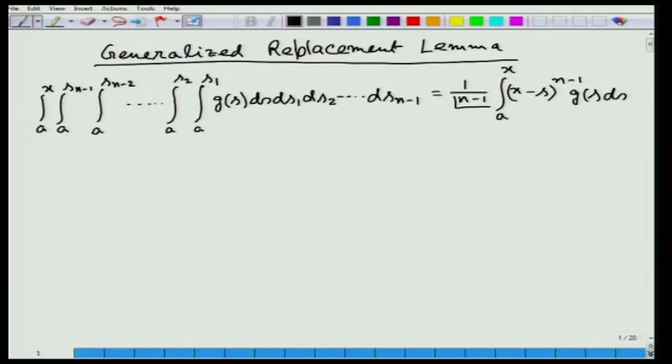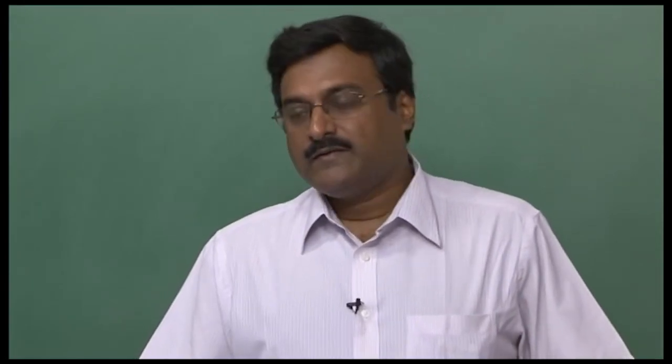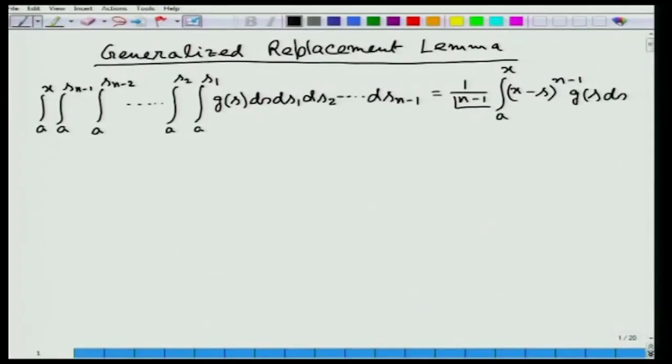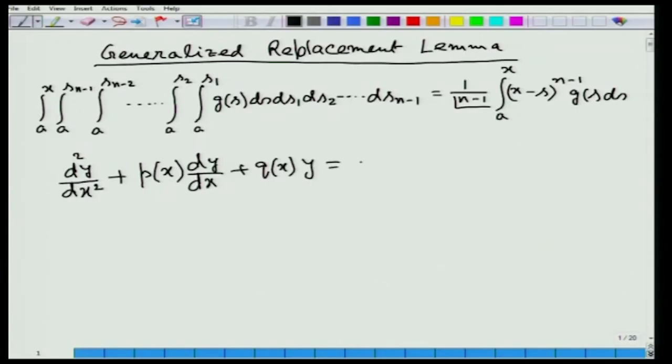Now, we use this generalized replacement lemma in order to convert second and higher order ordinary differential equations into a Volterra integral equation of the second kind. In the first two lectures, we have seen some examples of how second or higher order linear ordinary differential equations can be converted into an integral equation. Now, in this lecture, we start with a general second order linear ordinary differential equation, which is an initial value problem. So, first we consider the ordinary differential equation given by d²y/dx² plus p(x) dy/dx plus q(x) y, equal to r(x).